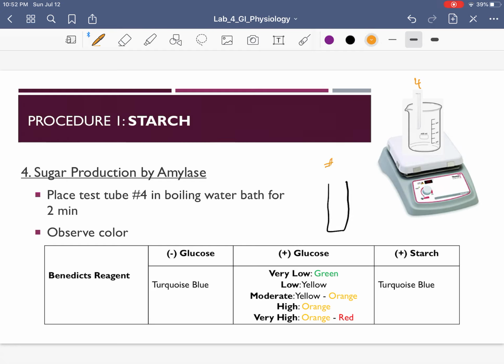And what is that solution going to look like? This is test tube number 4. It's going to come out of that boiling water bath as this color. You can look at the chart and you can determine whether or not starch plus amylase, after time in the warm water bath, tested positive for simple sugar or glucose.